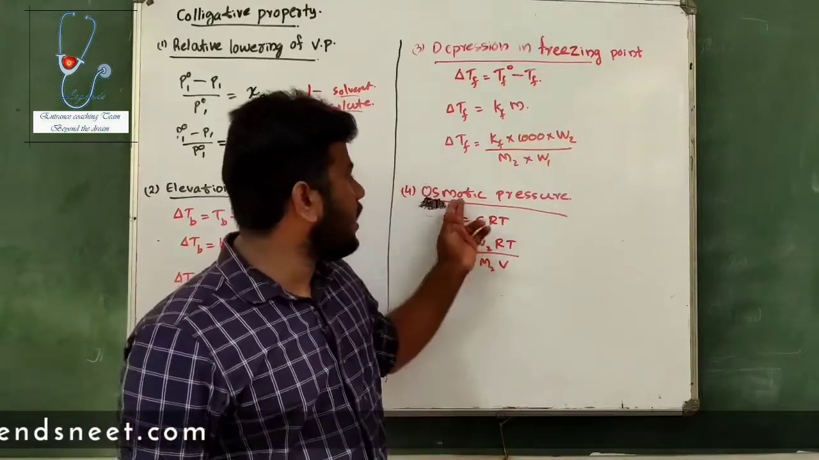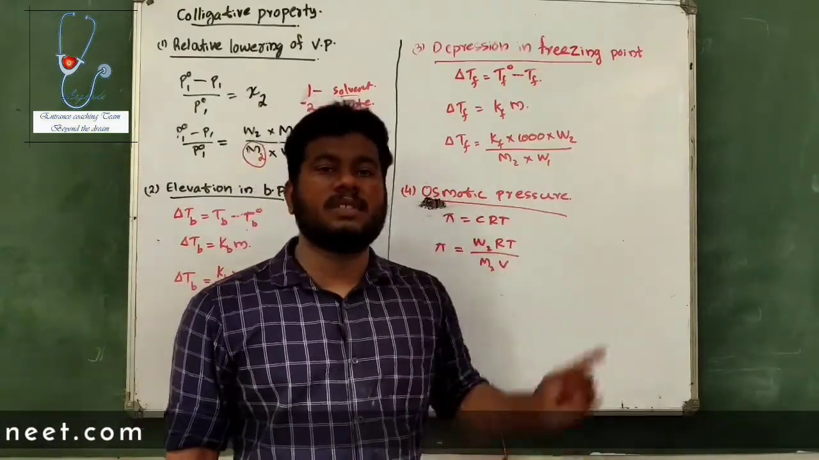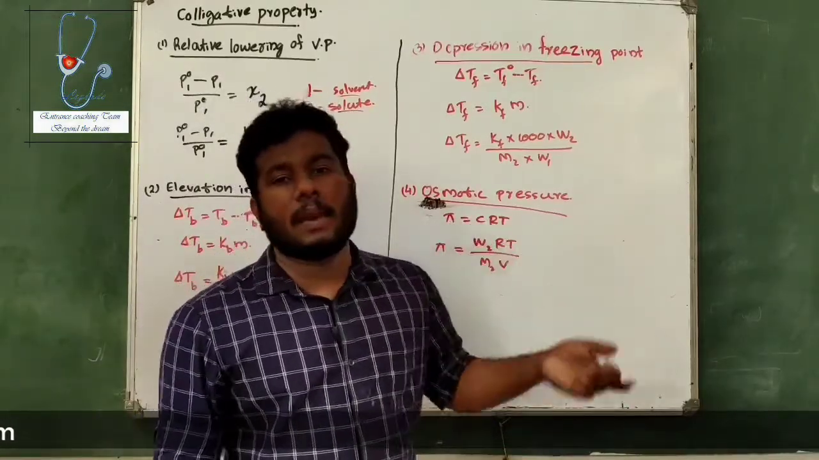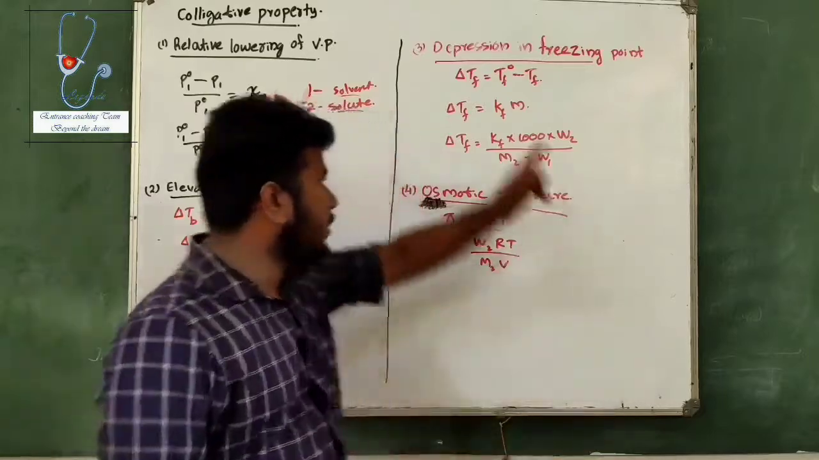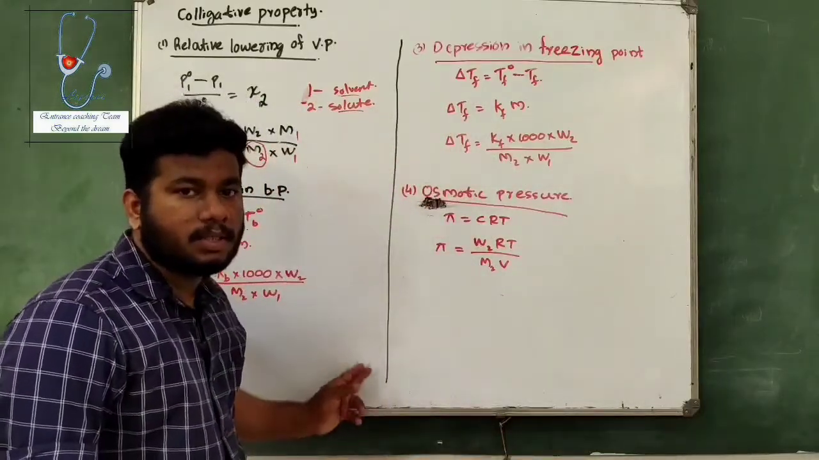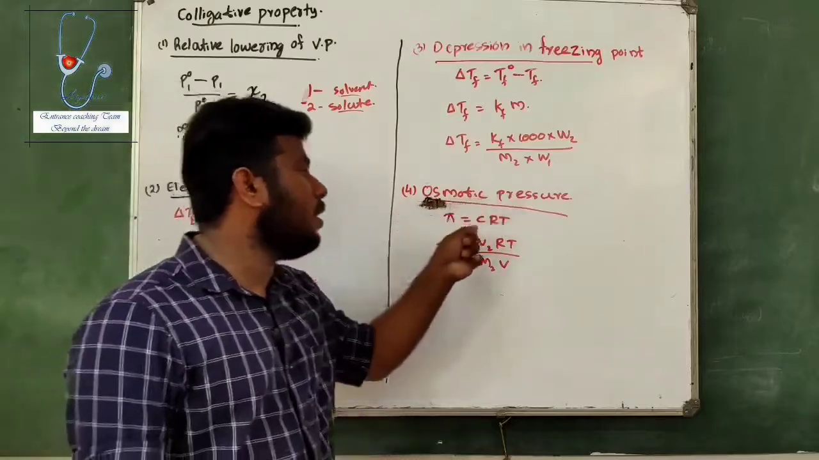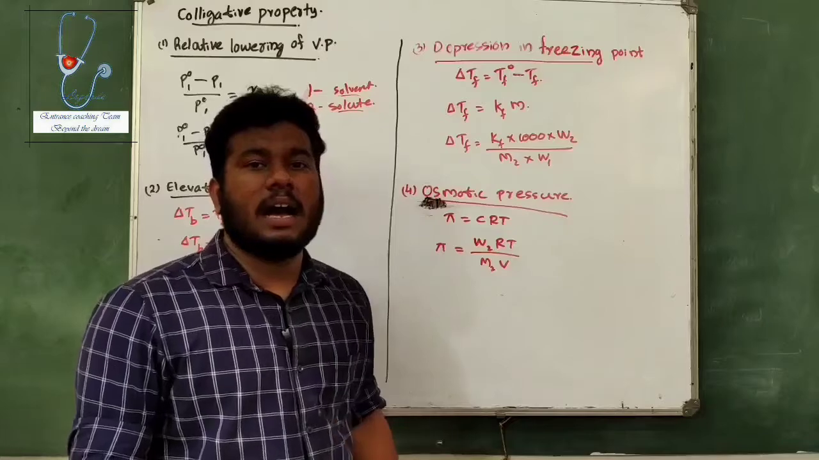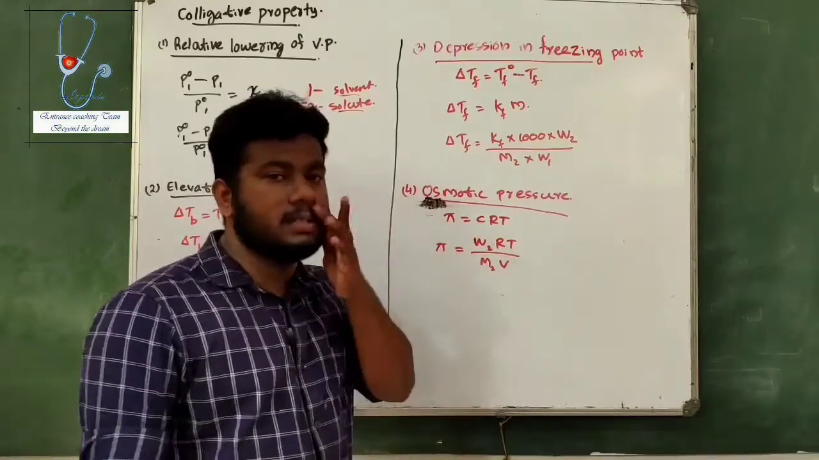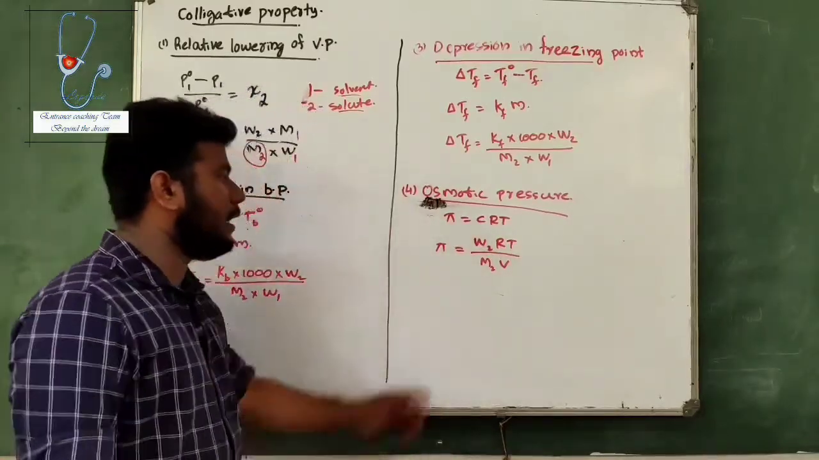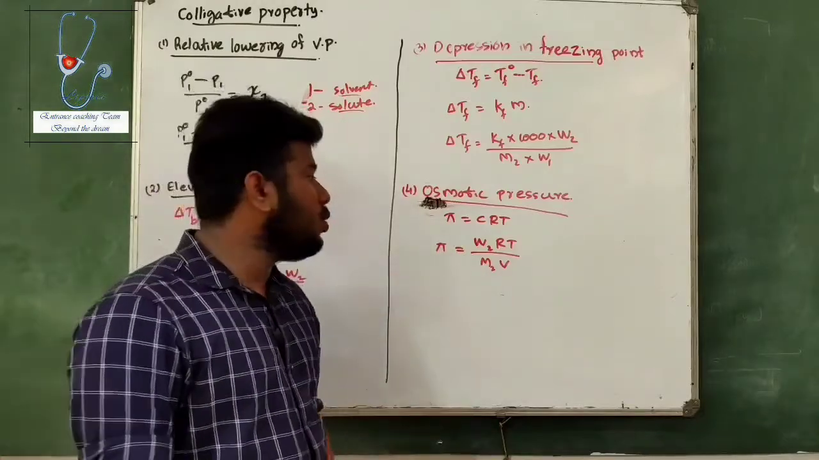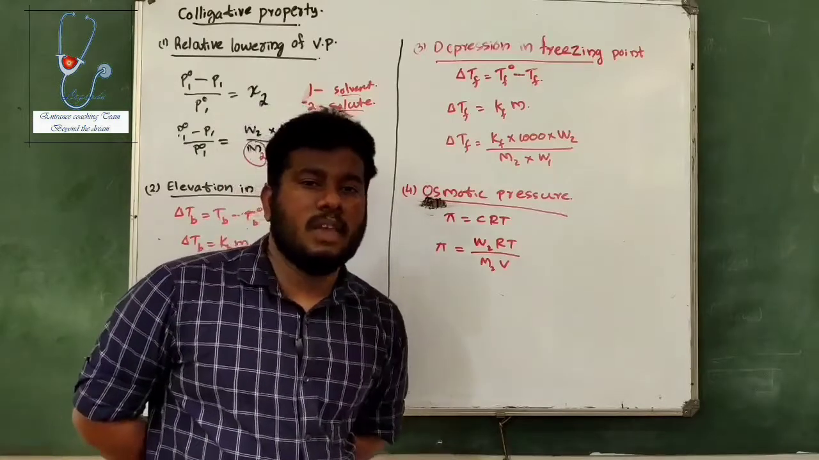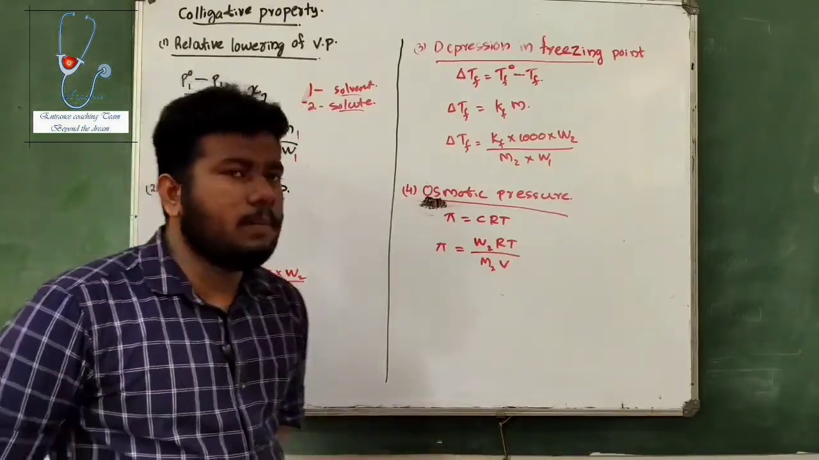The pressure exerted to stop this osmosis is called osmotic pressure. Osmotic pressure is directly proportional to molarity. Pi is equal to CRT, where C is molarity, and pi is equal to W2RT by M2V. This is the osmotic pressure.